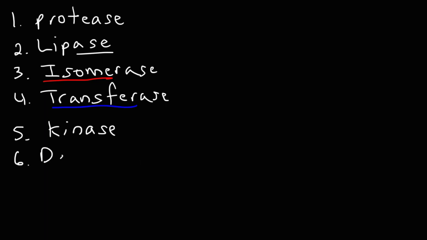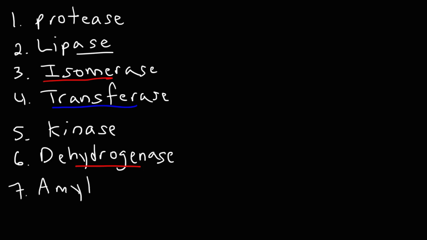Number 6, dehydrogenase. So let's think about this word. Hydrogen and the prefix de-. This is an enzyme that removes hydrogen atoms from a molecule. Next, amylase. Think of starches such as amylose and amylopectin. Plant starch is composed of, for the most part, 20% amylose and 80% amylopectin, if I remember it correctly. But amylase is an enzyme that breaks down starch into simple sugars like glucose.